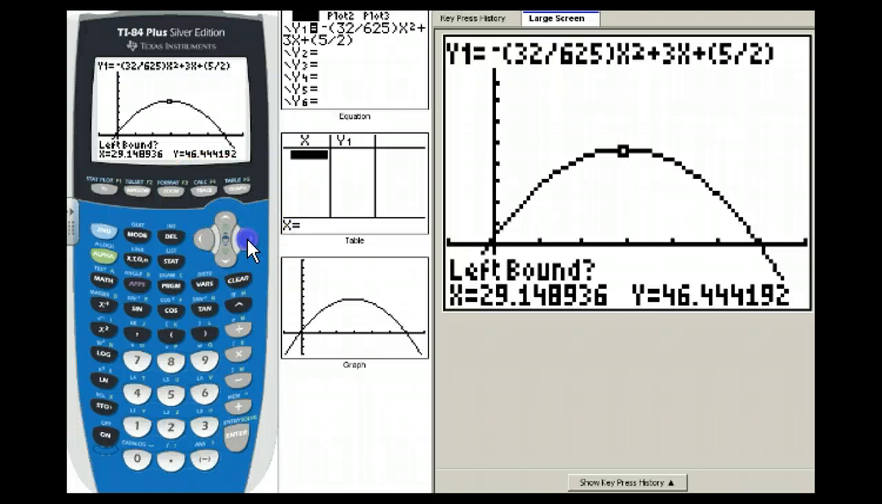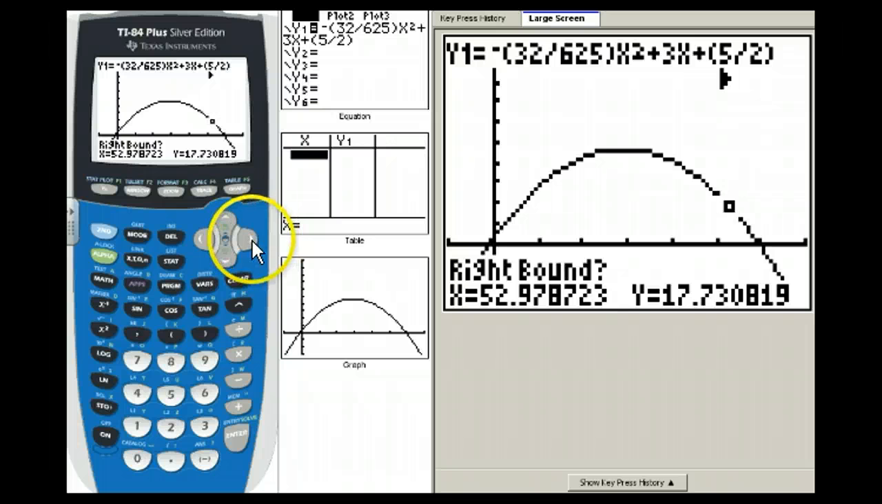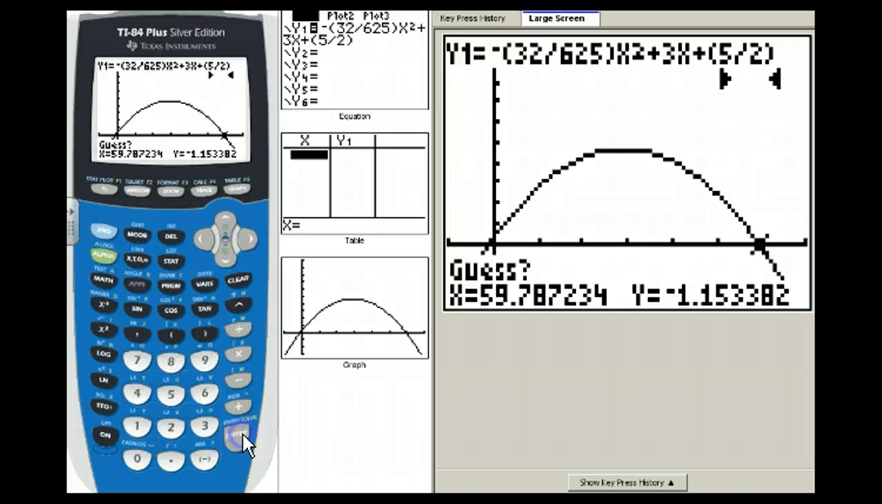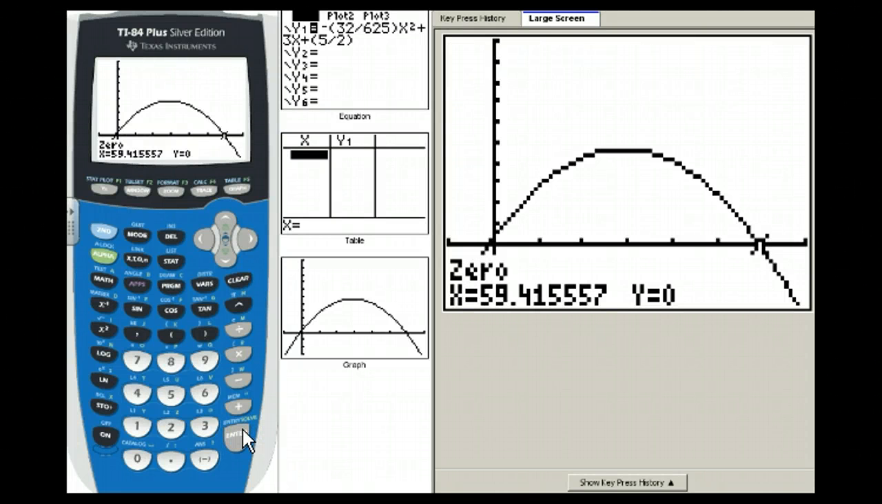Again, it's asking for a left bound, which means put the cursor somewhere on the curve to the left of where it goes negative. And then when it asks for the right bound, put it to the right of where it goes negative. And as a guess, put it right where it looks like it goes negative. And there we have it. 59.415 and a bunch of other stuff, 0. In other words, pretty much about 60 yards away from where the ball was punted, it hits the ground.